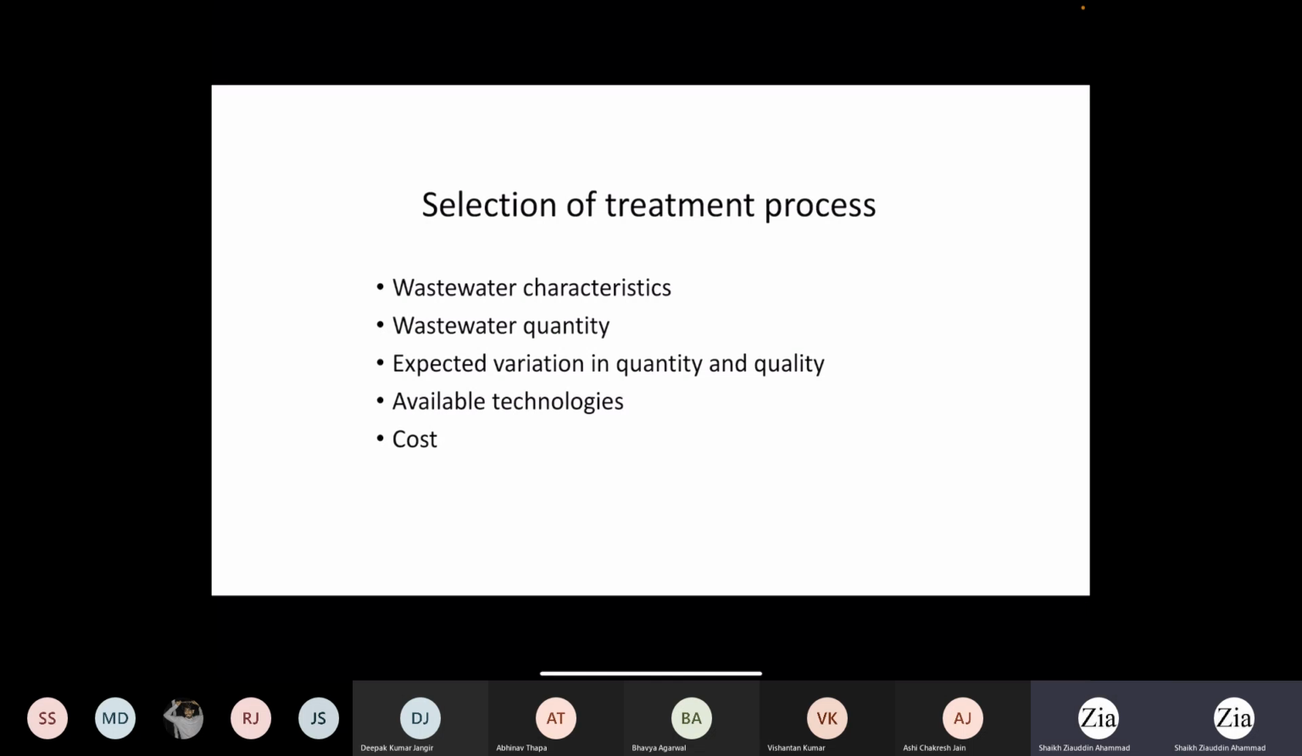But you need to also comply with the regulatory norms. Different countries use different kinds of regulatory norms to specify the outlet effluent quality. Different pollution control agencies in different countries have their country-specific standards to define the effluent quality. And then finally you need to check the available technology, and also do the cost-benefit analysis.